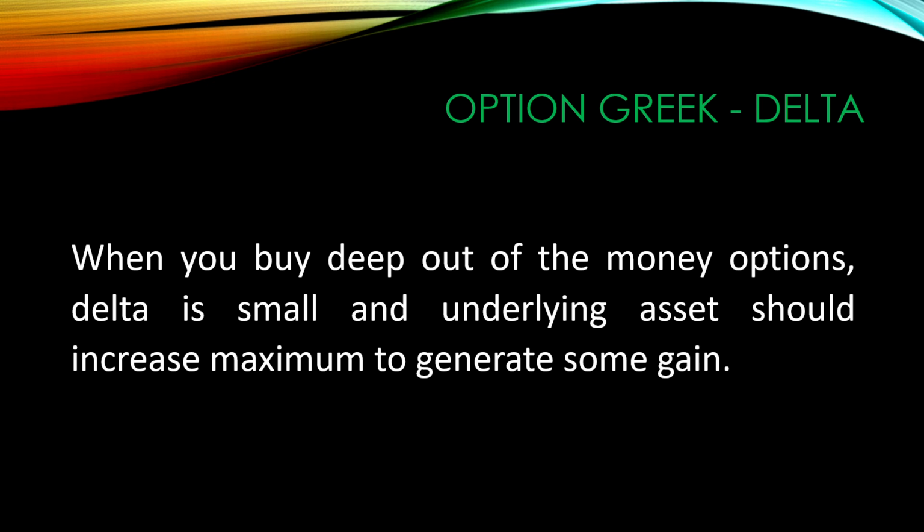If you buy this option contract, delta is very small there. Why? Because it is far out of the money. It is not at the money or in the money. So delta is very small, and even if the price increases from 600 to 615, your premium increase is negligible. You're not going to make profit there. Otherwise, the underlying asset, that is Tata Motors, should increase drastically to 700 levels.